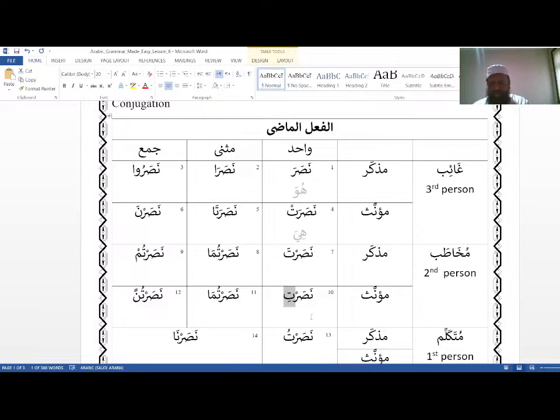So let's go through this chart again and again until we are masters of this. Start from the beginning. Nasara, nasara, nasaru, nasarat, nasarata, nasarna, nasarta, nasartuma, nasartum, nasarti, nasartuma, nasartunna, nasartu, nasarna.